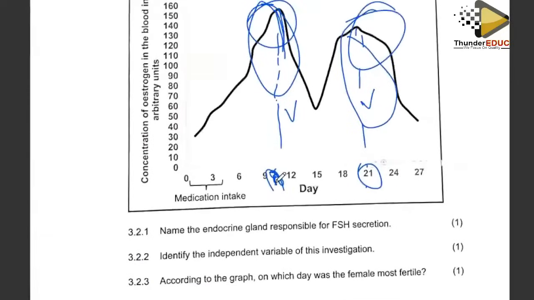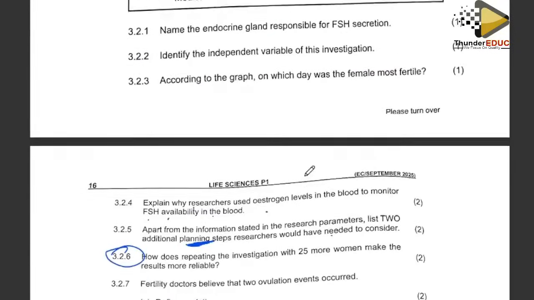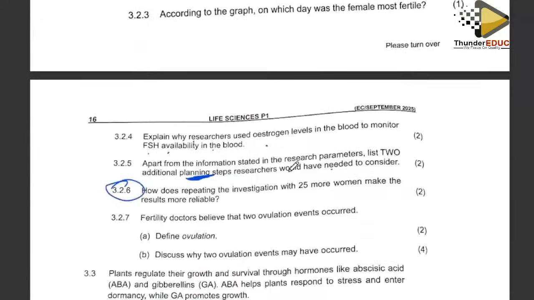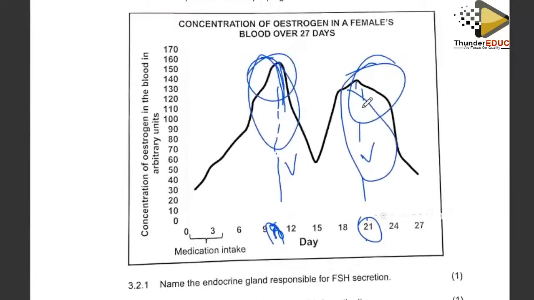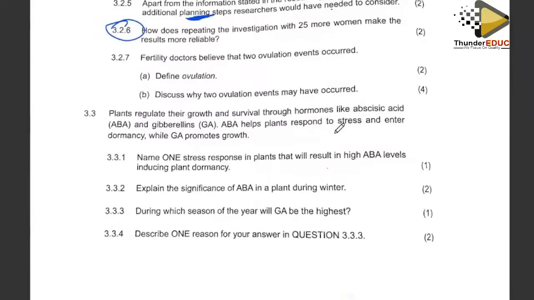So since there are two peaks on day 10 and day 21, we can say that ovulation occurred, since estrogen usually increases to its peak a day before ovulation takes place. Since we have two within the 27 day cycle, it means that there were two Graafian follicles which developed. That's why the estrogen is high in both cases. You understand? So it was supposed to be linked to that.